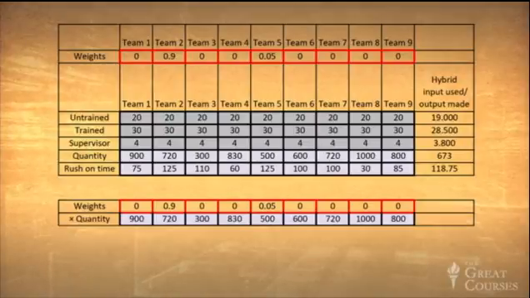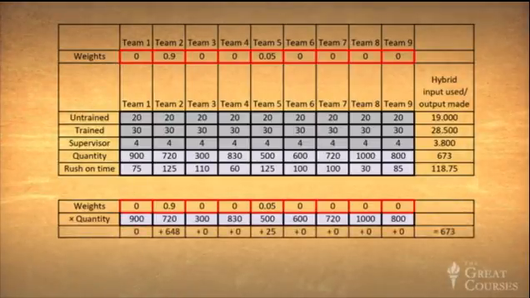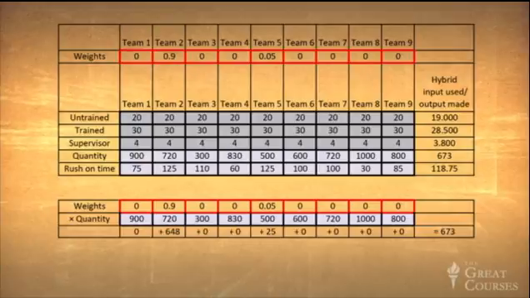Put the weights: 0 times 900, plus 0.9 times 720, plus 0 times 300, and so on. Add them up, 673. Okay.